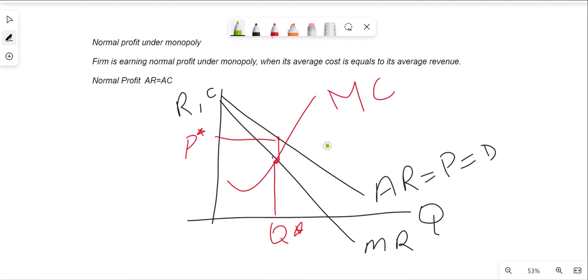So now I am going to draw the average cost curve. So here is the average cost curve. As you can see, at this point where I am going to make a cross, average cost and average revenue are equal. So it means that a firm is earning normal profit under monopoly when its average cost and average revenue are both equal.